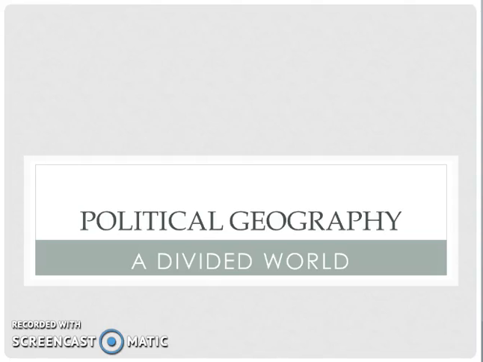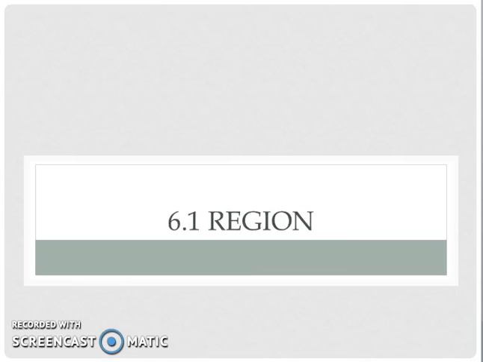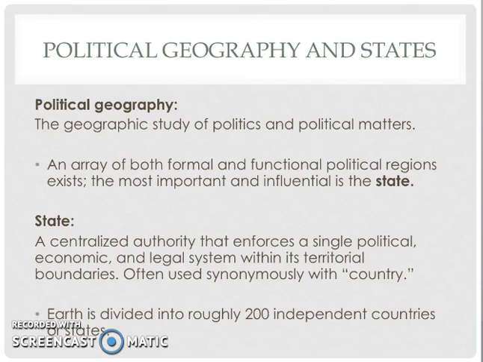So let's kick off political geography, a divided world, looking at region. The first theme for this week is to understand political geography and states in particular. Political geography we can think of as the geographic study of politics and political matters, where an array of both formal and functional political regions exist. Most important and influential is the state.